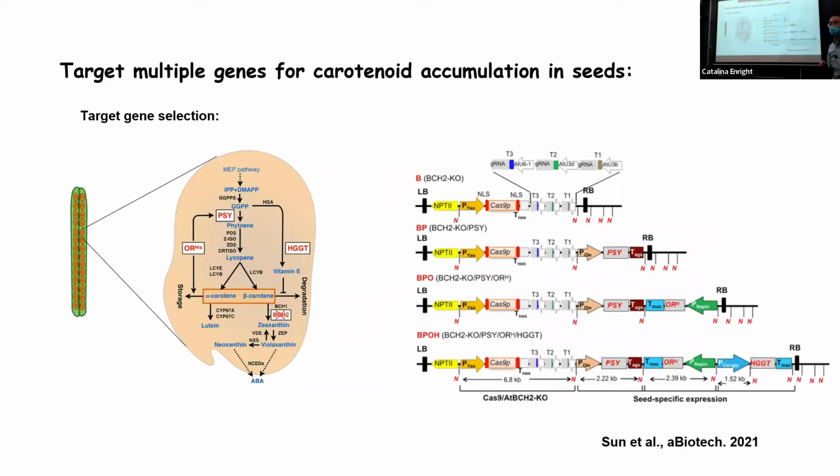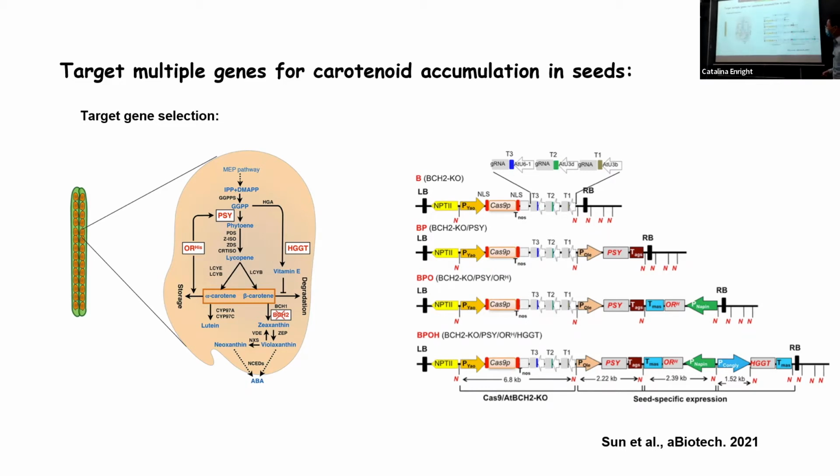For this project, we will target several genes. We overexpress ORHs to increase the stable storage of carotenoids. We overexpress PSY, which is the bottleneck for carotenoid biosynthesis. We want to increase the PSY level. We also need to knock out BCH2, which is the beta-carotene hydroxylase that can degrade carotenoids. Additionally, we overexpress HGGT, which is for vitamin E biosynthesis. Vitamin E is very important because of its antioxidant activity, so we want to increase vitamin E level in seeds to reduce oxidative stress and make carotenoids more stable during storage.